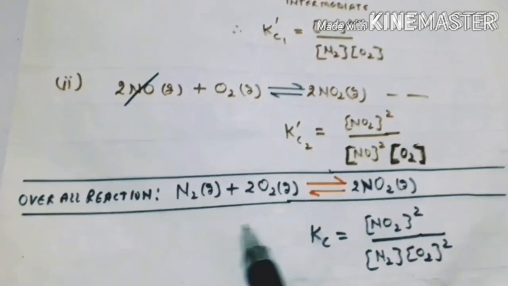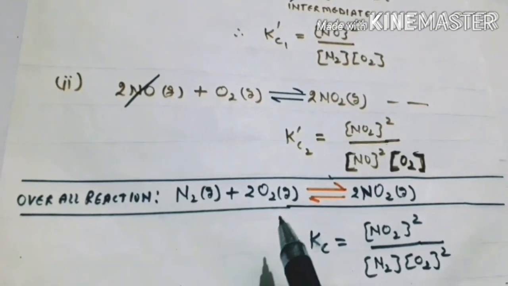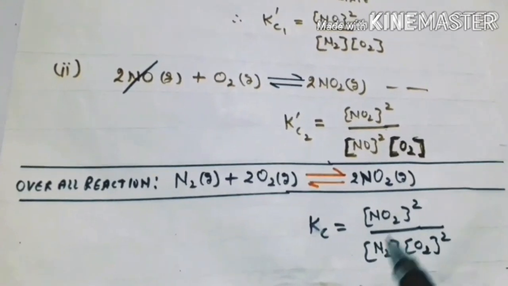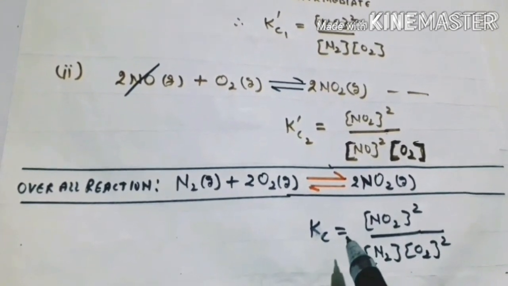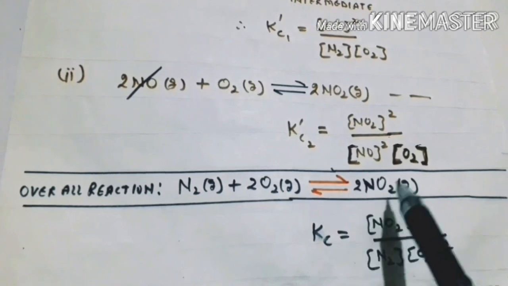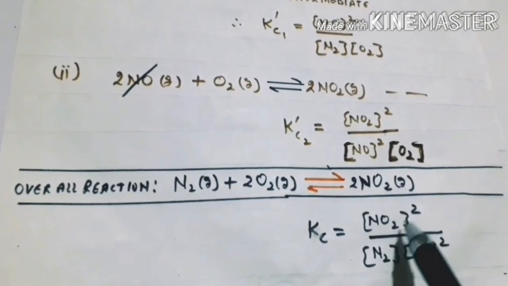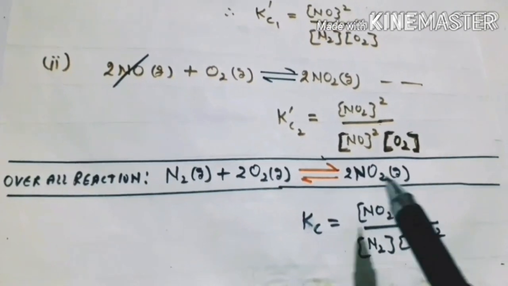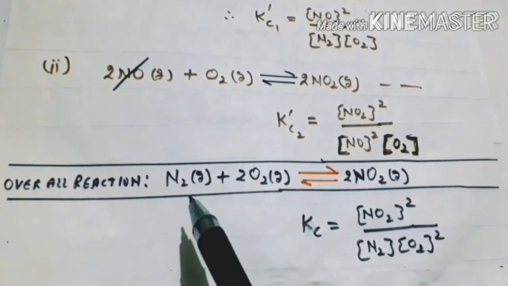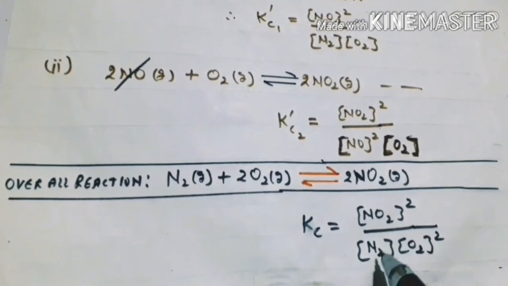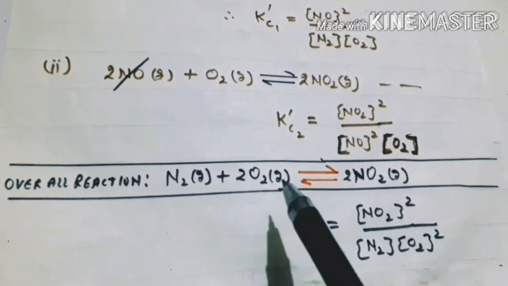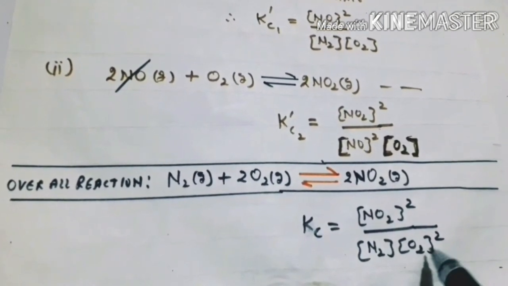So this is the overall complex reversible reaction, and its equilibrium constant Kc is equal to concentration of nitrogen dioxide gas as product in mole per liter raised to power 2 over concentration of reactant nitrogen gas in mole per liter raised to power 1 into concentration of reactant oxygen gas in mole per liter raised to power 2.